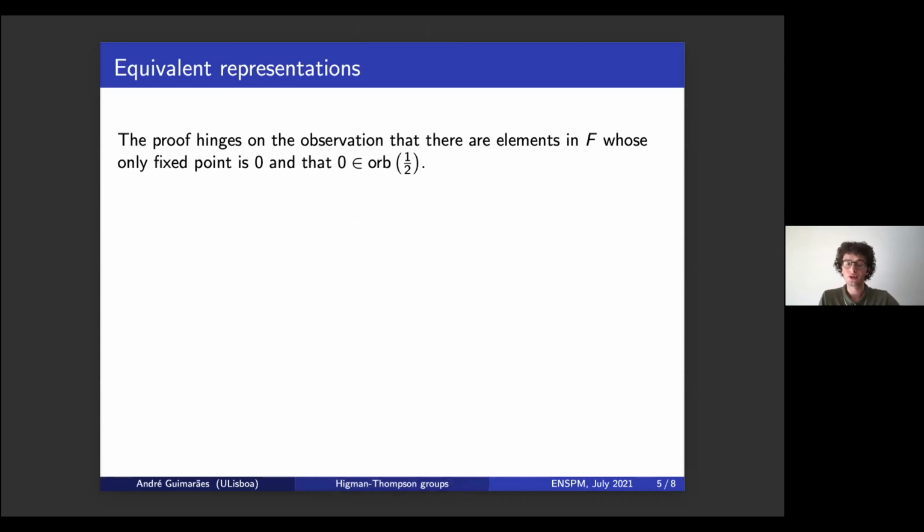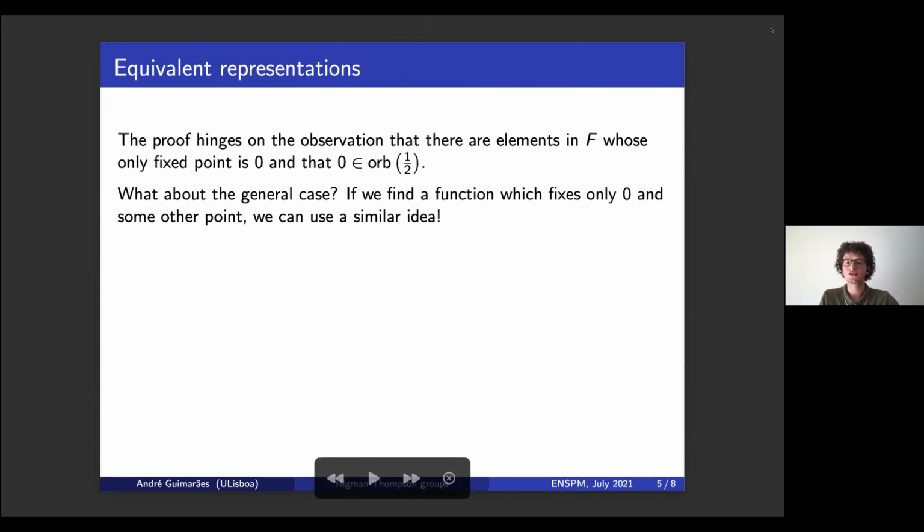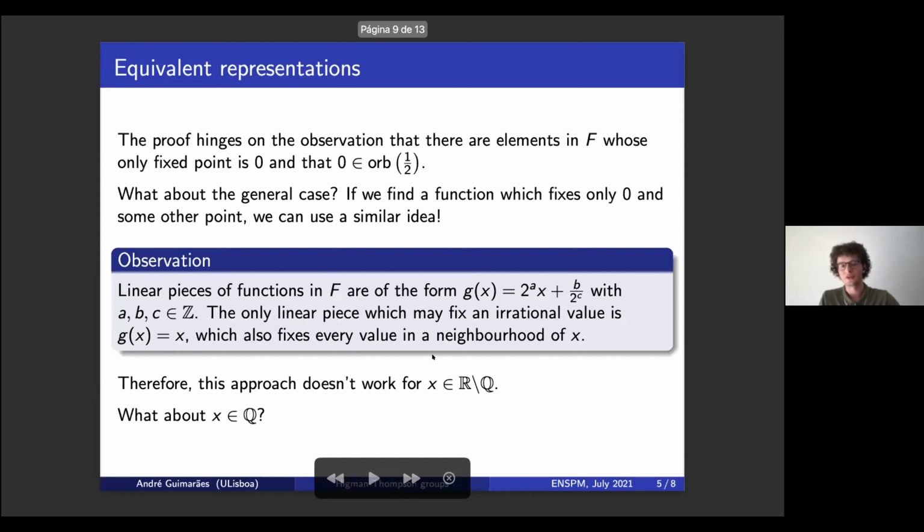But what we realized is that if we can find an element in F whose only fixed points are 0 and some other value, we can use a similar idea to prove a similar result. One quick observation we can make is that the linear pieces of elements of F are going to have this form right here. They're going to be a power of 2 times x plus a dyadic rational.